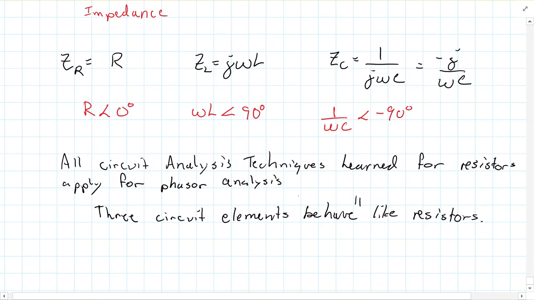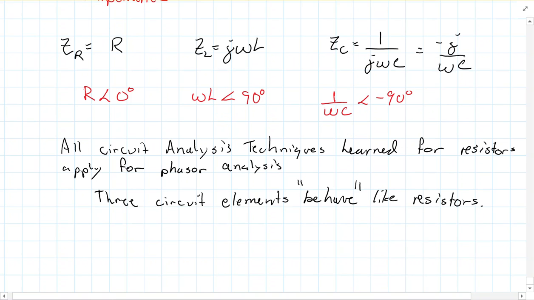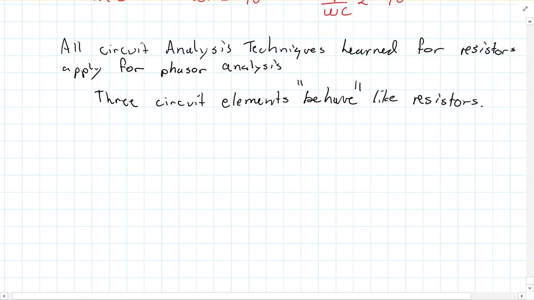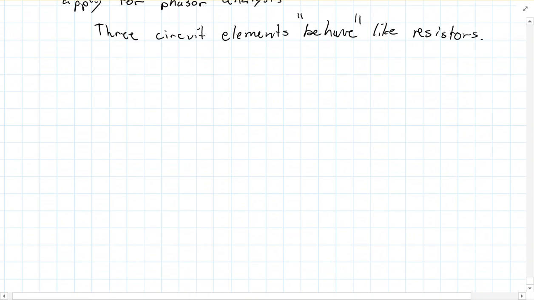And I'll put behave in quotes here because they don't behave like a resistor. A capacitor behaves like a capacitor. It doesn't behave like a resistor. But as far as when we're analyzing a circuit in steady state, we can treat it as a resistor. We can find an equivalent impedance. We can add impedances in series. We can combine them in parallel. We can do nodal analysis. We can do mesh analysis. We can do all of the things that we've learned before on this. So let's look at another example with this.